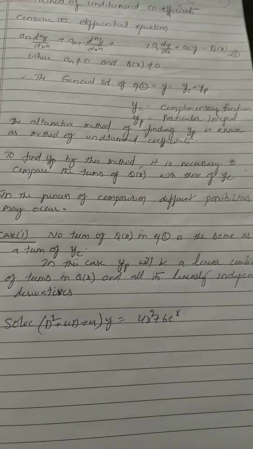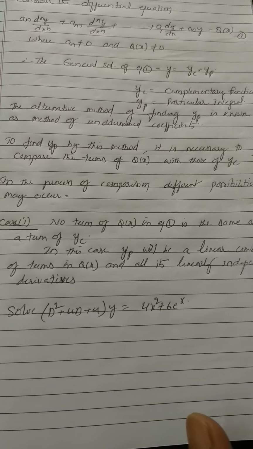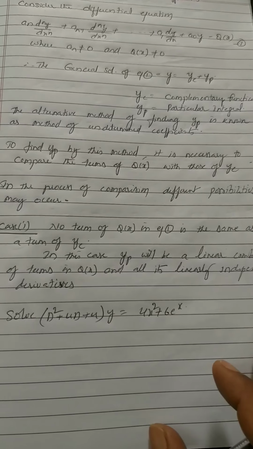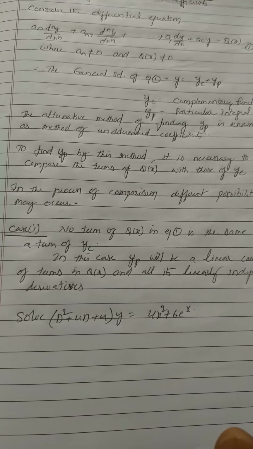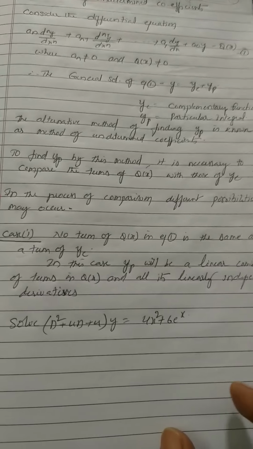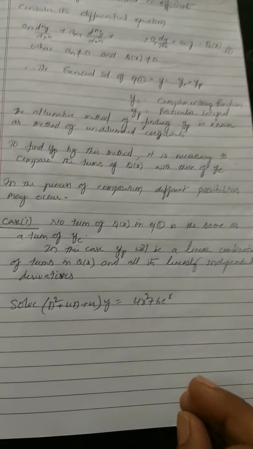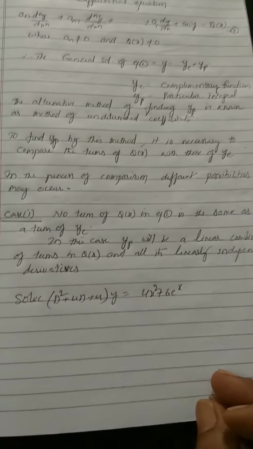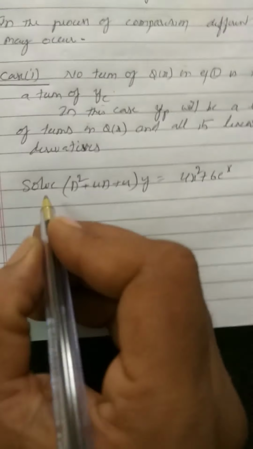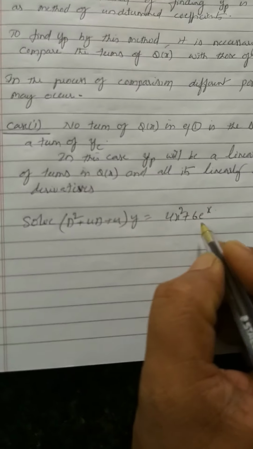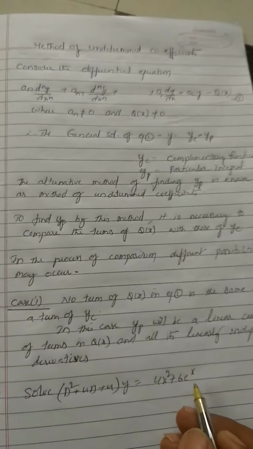There is an alternative way to find the particular integral of a given differential equation, and that particular integral is based on the complementary function and Q of x. This method is called the method of undetermined coefficients. Now we are going to solve this problem by the method of undetermined coefficients.